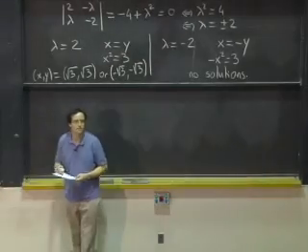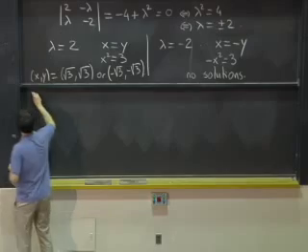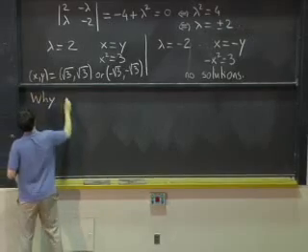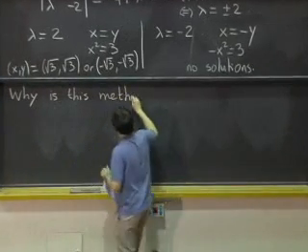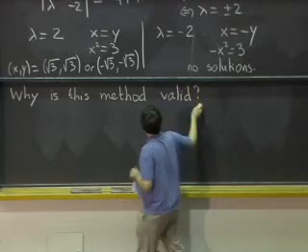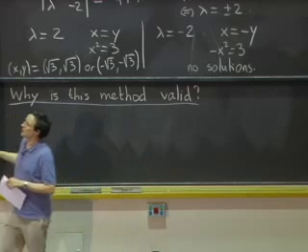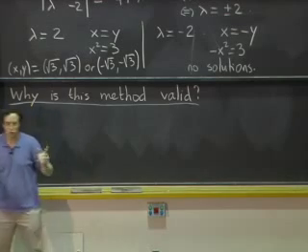So let's try to see why this method is valid. Because so far I've shown you pictures, and I've said, well, see, they're tangent. But why is it that they have to be tangent in general?